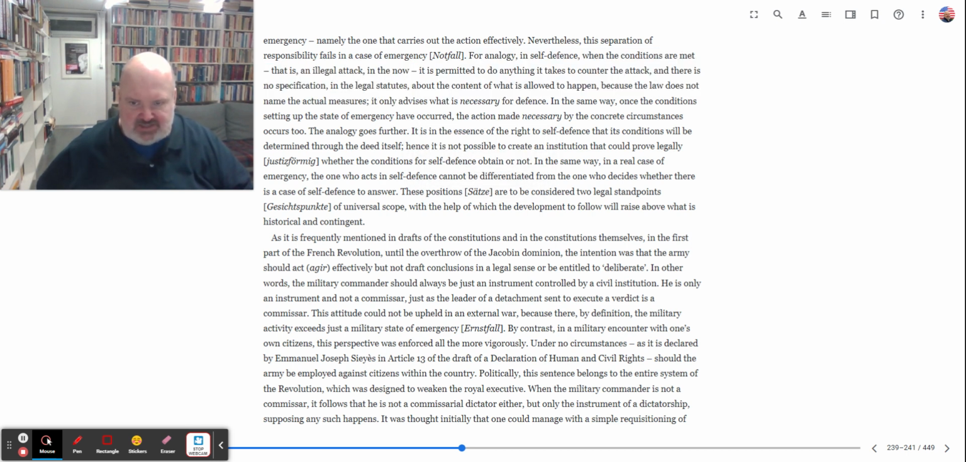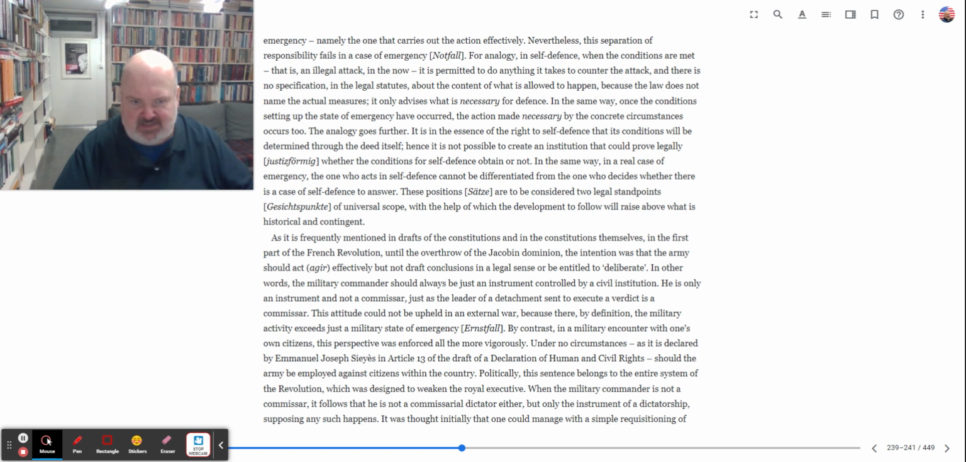In the same way, once the conditions of setting up the state of emergency have occurred, the actions made necessary by the concrete circumstances occur too. The analogy goes further. It is in the essence of the right of self-defense that its conditions will be determined through the deed itself. What is being done to me, and how can I defend myself?